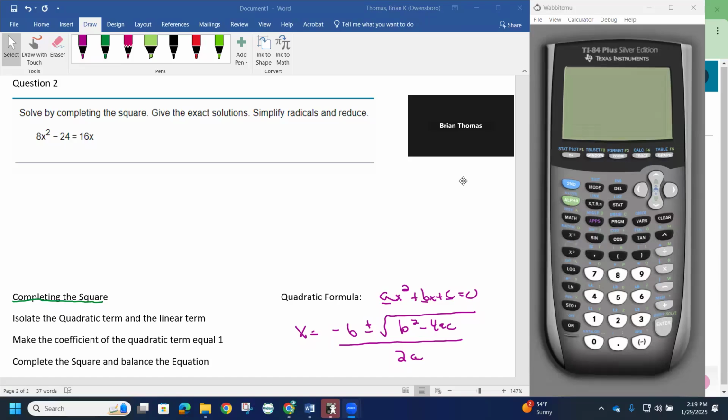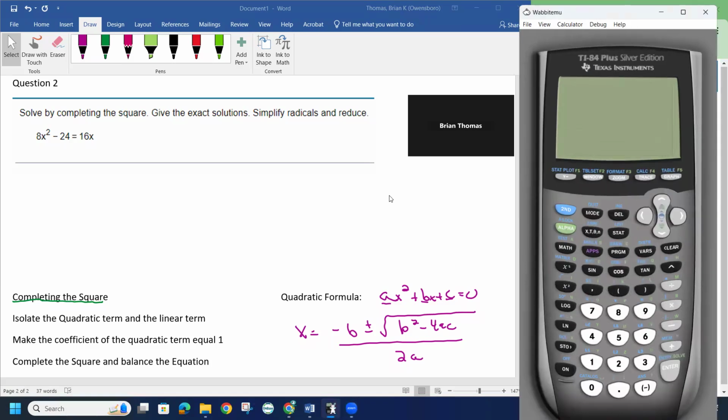So let's look at question 2 again, work with quadratic equations that cannot be factored. The two strategies they talk about are completing the square and the quadratic formula. Notice how it says give exact solutions, simplify radicals, and reduce. So there's a lot going on in these problems.